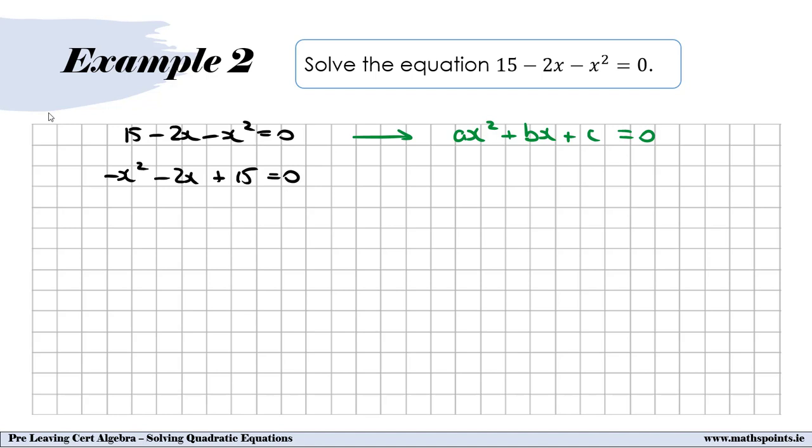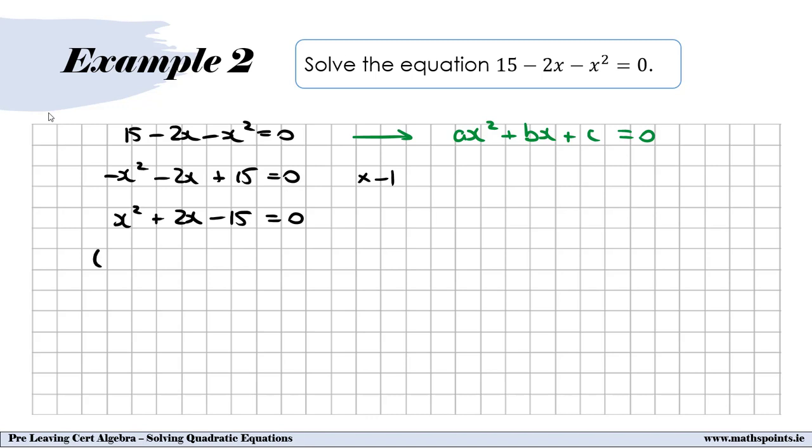So I'm going to multiply both the left hand side and the right hand side of this equation by minus 1. And all that does is it will change all of the signs in the sum. So I'll have x squared plus 2x minus 15 equals 0. And again, this won't alter what our solutions are going to be. It's just making it easier for us to do the factorization.